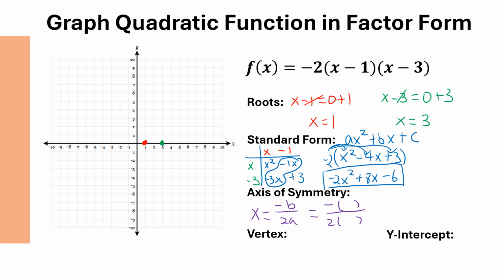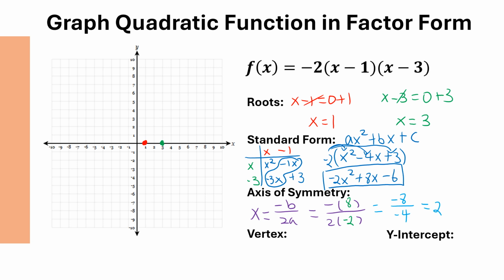So in the standard form, your b value is the number in front of the x, which is 8. And the a value is the number in front of x squared. So that's negative 2. And now I can simplify this. So we have negative 8 over 2 times negative 2, which is negative 4. Divide, that will give you positive 2.